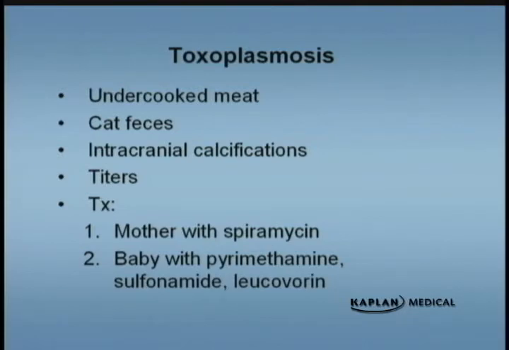You can diagnose this with titers. The best first test for any of these is to get TORCH titers or specific titers for whatever disease you want, but that's the best first test. You can treat this disease. If the mom has the disease, you can treat her with spiramycin. Once the baby is born, the baby will get pyrimethamine. You can also treat with sulfonamide, and for the first 6 months, if the baby's on sulfonamide, you need to treat the baby with leucovorin because of bone marrow suppression caused by the sulfa drug.